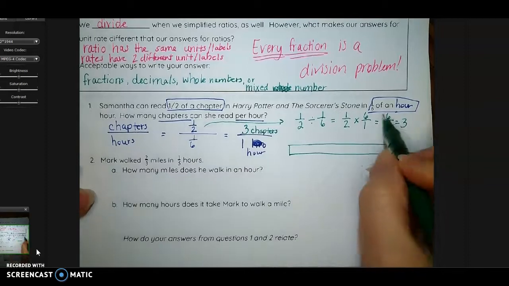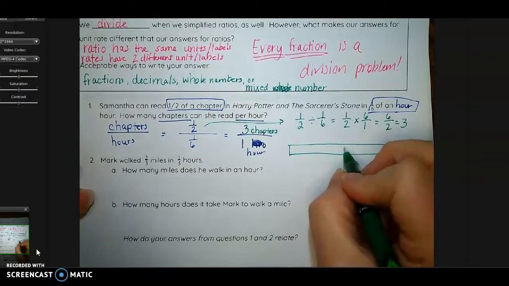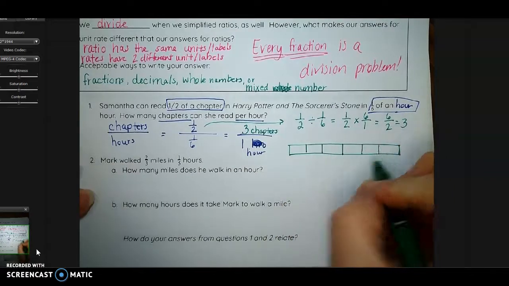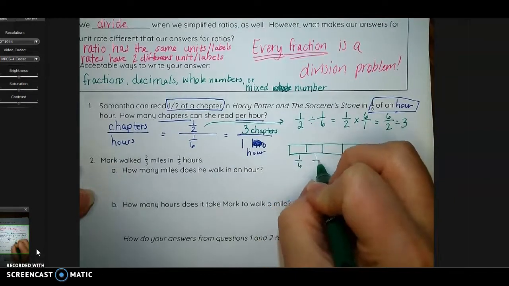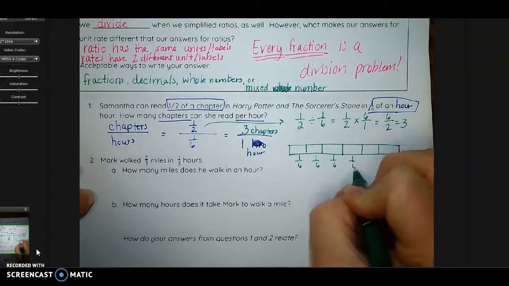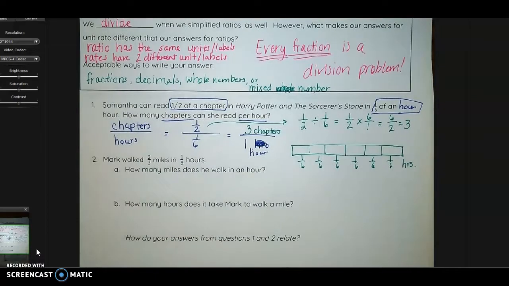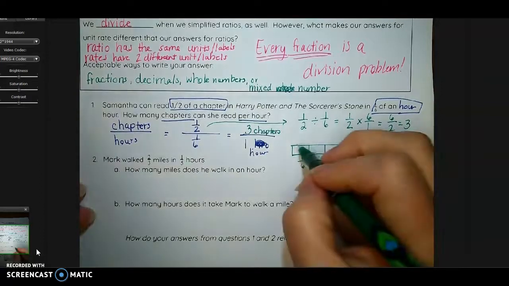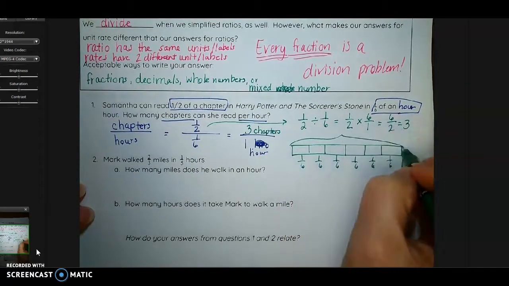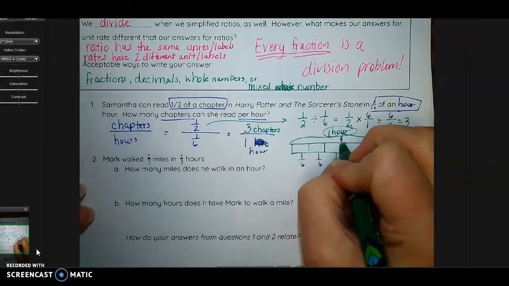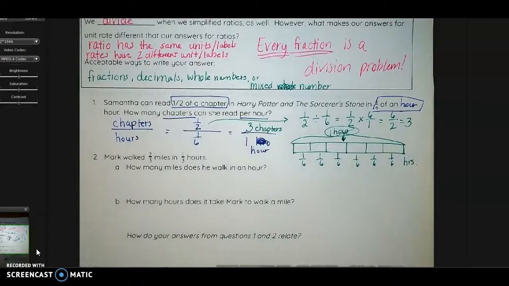I could also have drawn something out. So if you like models, if I'm talking about 1/6 of an hour, cut this in half and then cut it into thirds. So this is 1/6. These are all 1/6, correct? These are in hours down here. So this whole green box equals 1 whole hour.